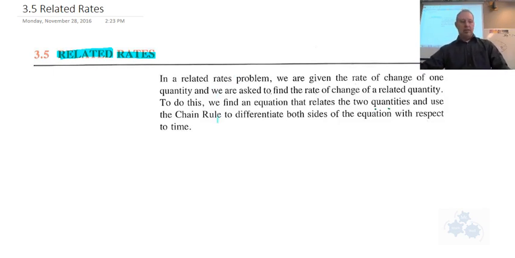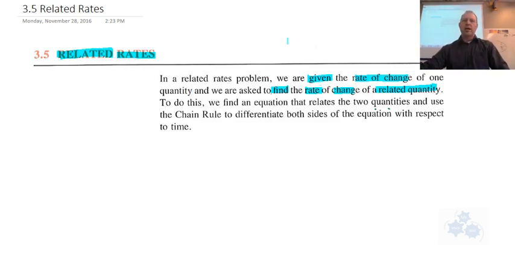So let's read here what it says in your textbook on 3.5. In a related rates problem, we are given the rate of change of one quantity and asked to find the rate of change of a related quantity. There's the related rates, okay? So you're given one rate of change and asked to find another related rate of change. If you've taken a look at 7.4 already and looked at some of those examples, we have two rates in the same question, right? We have two different derivatives.